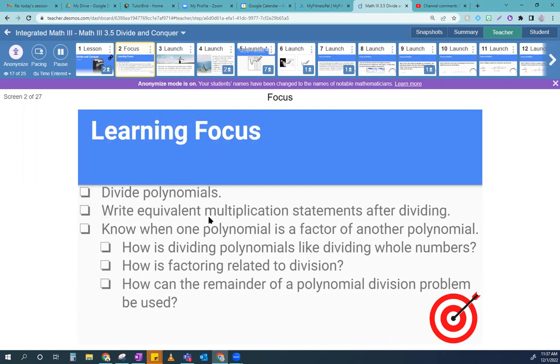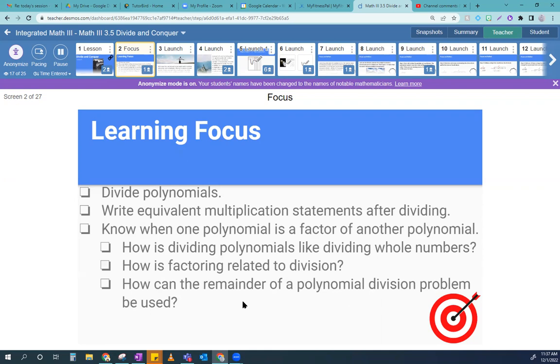Okay, so it says write equivalent multiplication statements after dividing. Know when one polynomial is a factor of another polynomial. There's a lot of verbiage here that I need you to remember. How is dividing polynomials like dividing whole numbers? We're going to use that today. How is factoring relating to division? Factoring. And how can a remainder of a polynomial division problem be used?